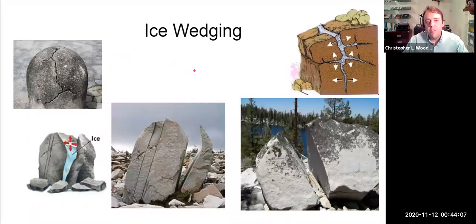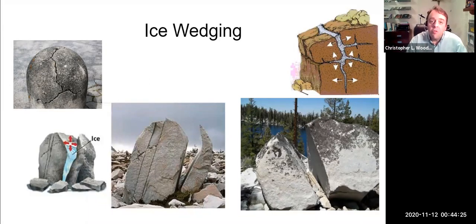So let's start with ice wedging. This is really cool. Happens a lot in temperate and cold climates. So in ice wedging, water seeps into cracks in the rock. The water freezes and expands. One of the cool things about water is that when it does freeze, it actually expands in volume.